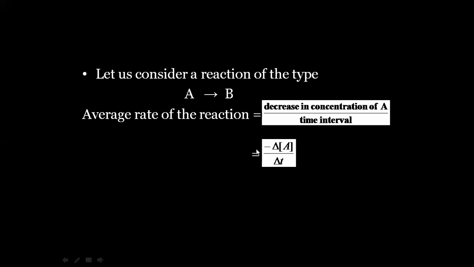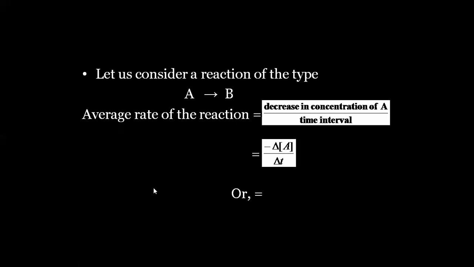Rate cannot be negative. What it indicates is that the concentration of the reactant is decreasing with time. So this negative sign tells us that the concentration of reactant decreases with time. Delta denotes the change in concentration, and the square bracket [A] denotes the molar concentration, how much it is changing with respect to delta t, that is, the time interval.